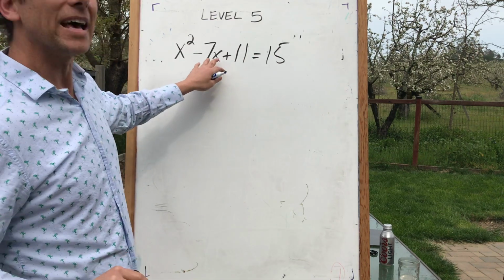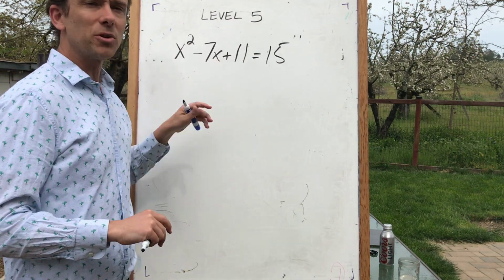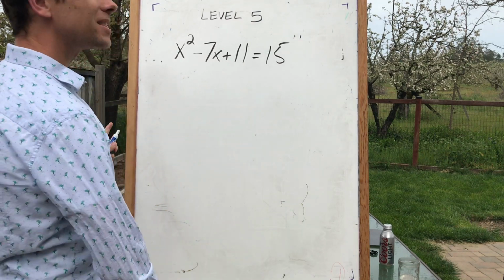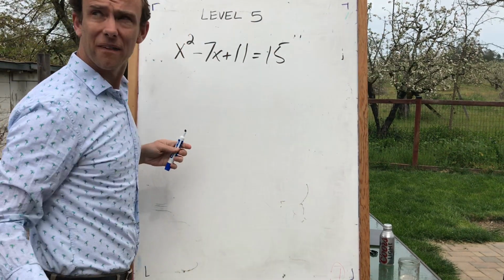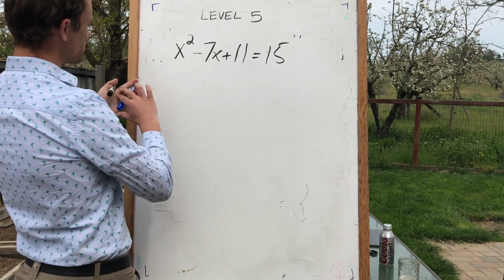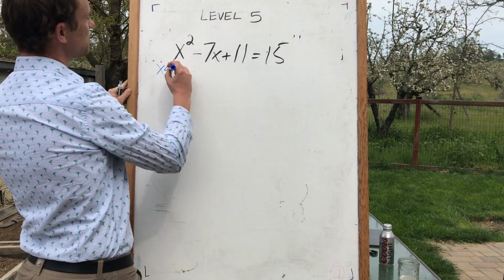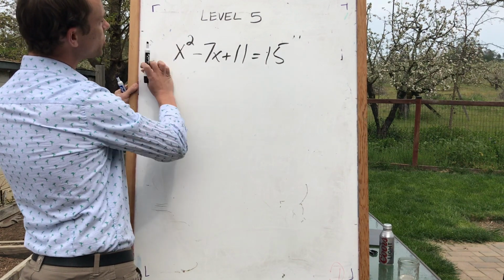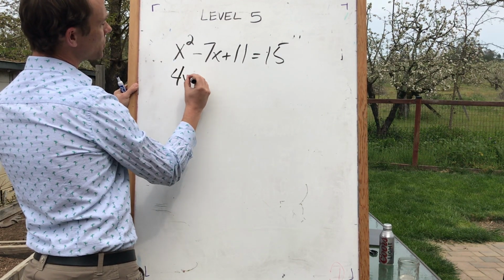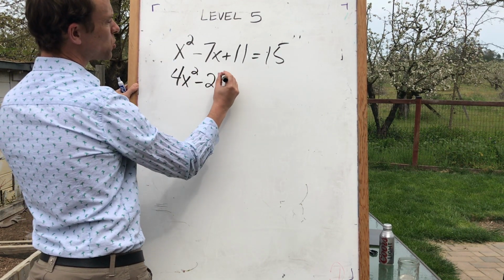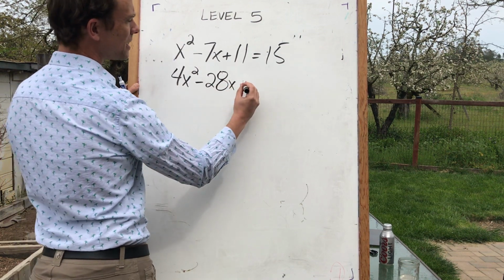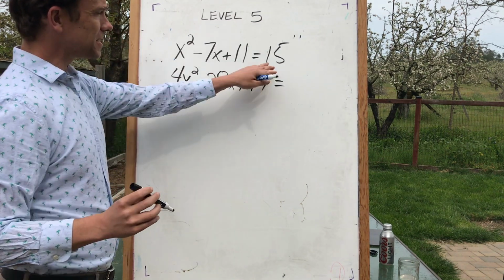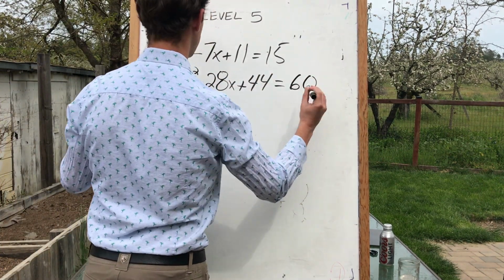Right away, I'm seeing that as an odd number, so I got to make that even to use the square method, use the Quadrus method. So I'm going to multiply everything by 4. So let's do a big giant times 4 on everything. What that's going to do is give me 4x squared minus 28x plus 44 is equal to 60.